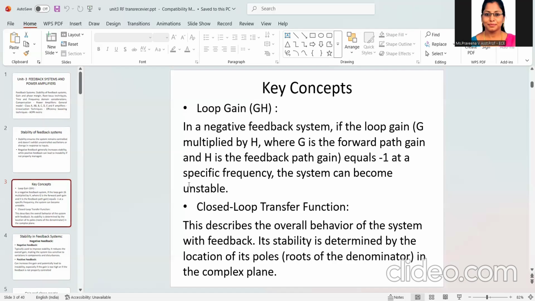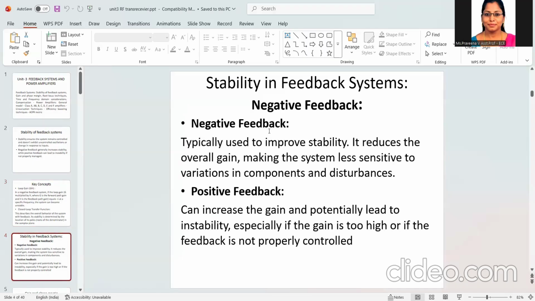The next is the closed loop transfer function. The closed loop transfer function represents the overall gain of a system after the feedback is applied. Is it clear? For example, it gives the input and output relationship. That is, it describes the dynamic behavior of a system. Then stability: I've already told you about positive feedback and negative feedback. Negative feedback is used to improve the stability, and positive feedback is used to increase the gain and potentially leads to instability of the system.